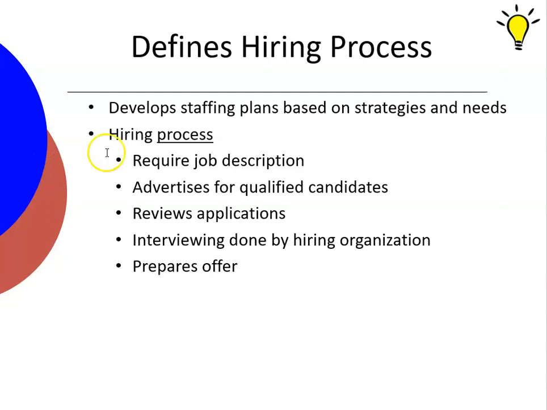Now, the hiring process starts with, as we said, a job description. HR will then advertise. Typically, they advertise the job internally first in large organizations. That gives people who've worked there a long time an opportunity to advance themselves, to get into different kinds of work, and you reward people for being in the business. They will review applications that people send in. They will make sure that the application meets the minimum job requirements that are listed up here. But the interviewing will be done by the hiring organization. The hiring organization will determine who they want. And then, once the candidate is picked, HR will prepare the offer to the individual.